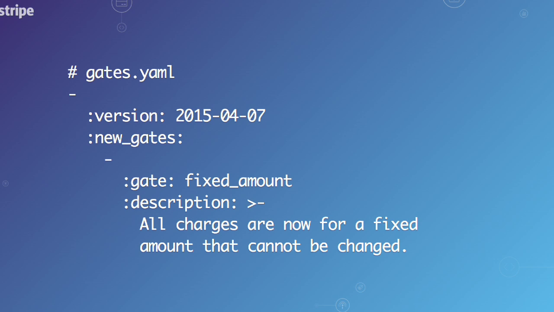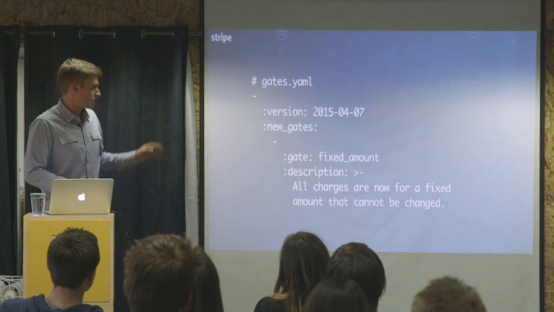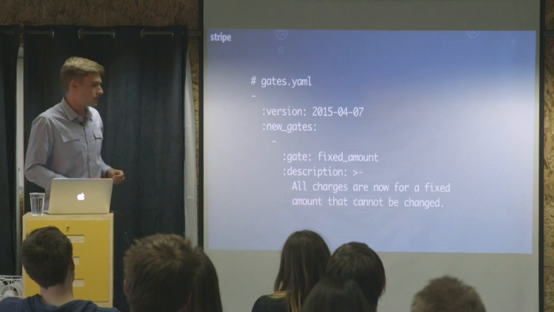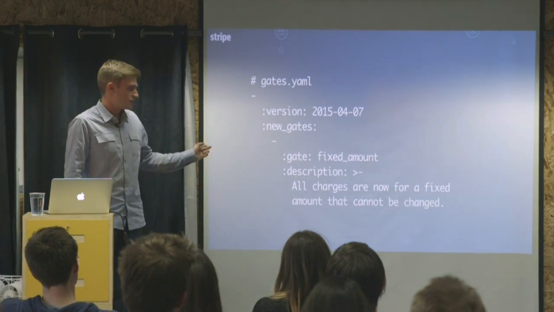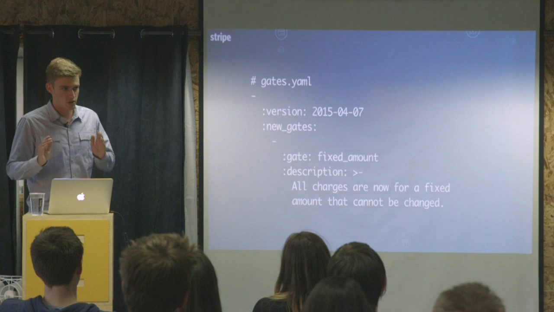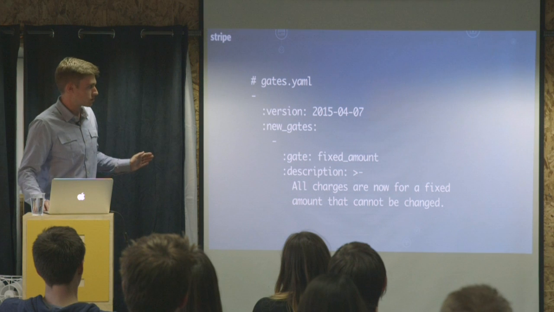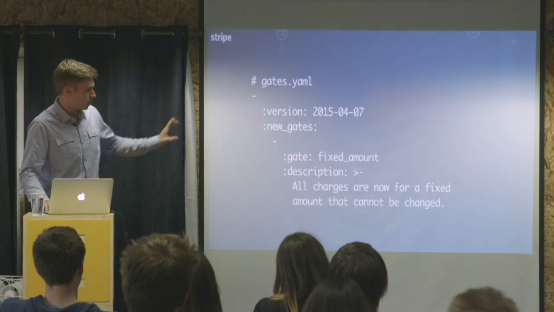All of our version numbers are dates, pretty much when they were released. And we're going to specify that a new feature or new gate is in this version. This is the fixed amount gate. And that says, OK, all charges now are for a fixed amount, and you can't change that. So let's take a look at what the code looks like now that we have this concept of a specific feature gate.